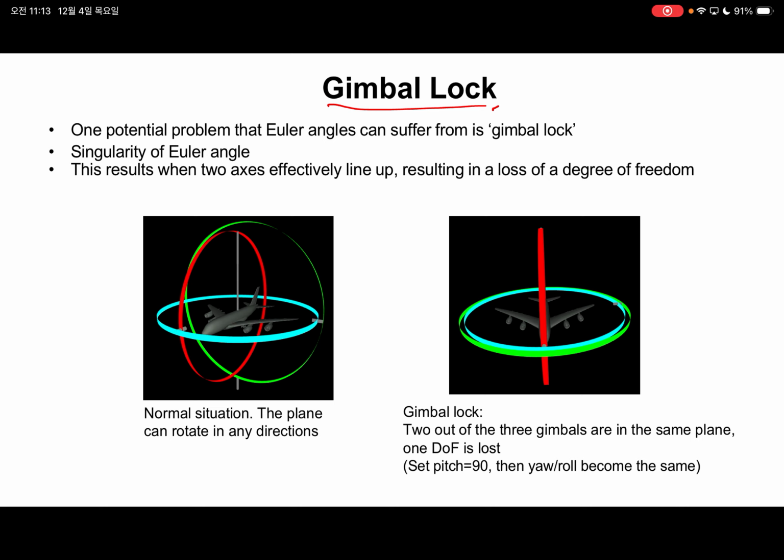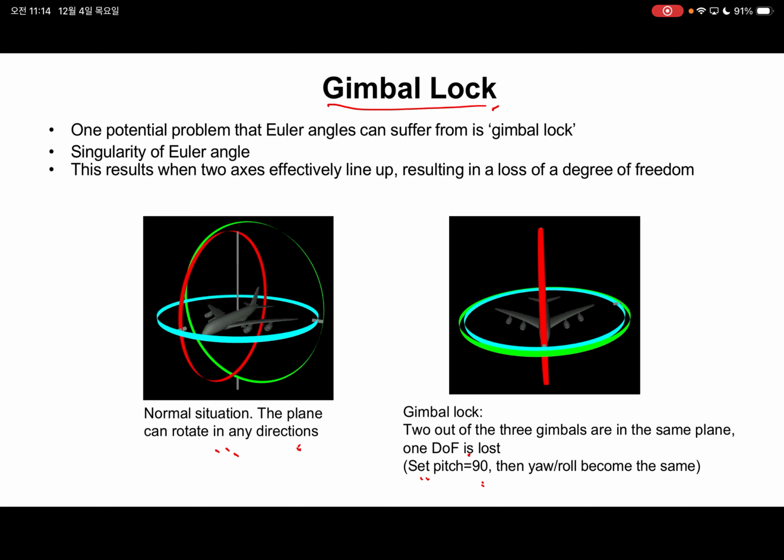So this results when 2 axes effectively line up, resulting in a loss of a degree of freedom. Originally we have 3 degrees of freedom. This is the normal situation: the plane can rotate in any direction. In gimbal lock, 2 out of 3 gimbals are in the same plane, so we only have 2 degrees of freedom, unfortunately. You can visit the demo website, set pitch to 90 degrees, and rotate the aircraft by yourself. You can see that there is some singularity. We only have 2 degrees of freedom.